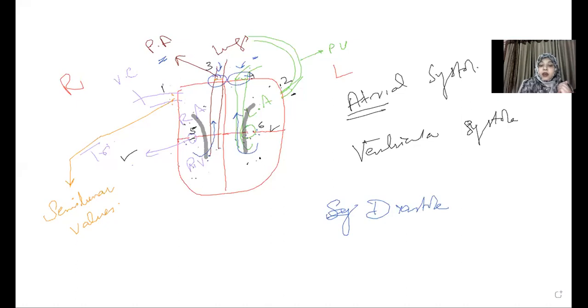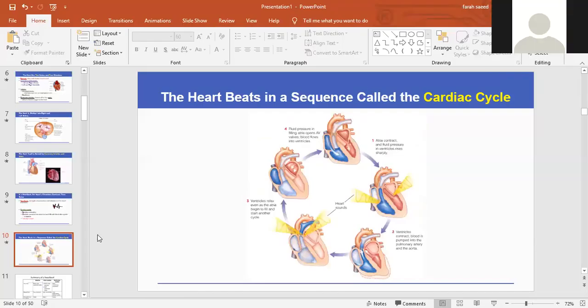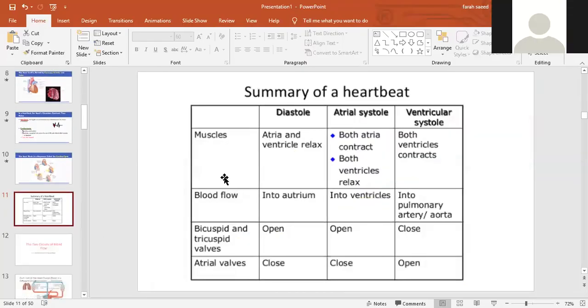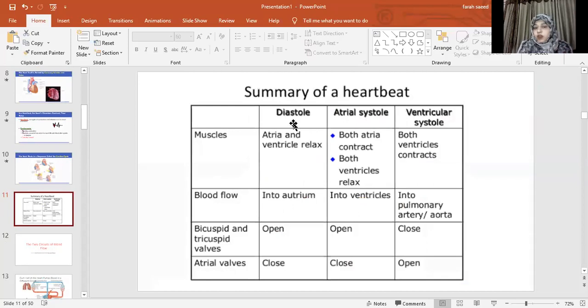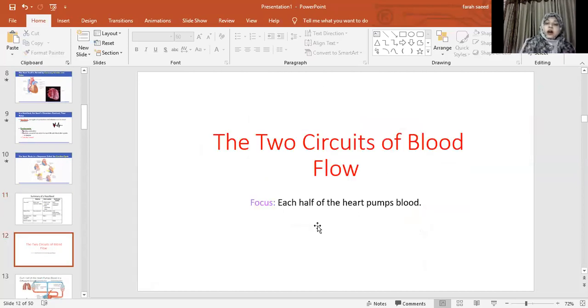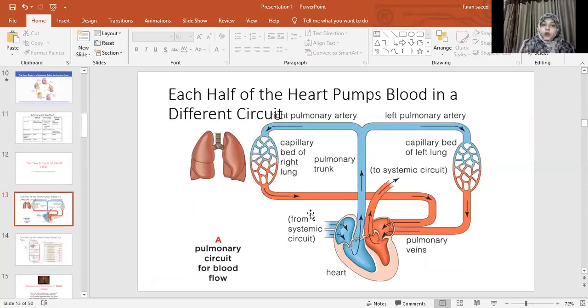Okay. Now, move back to the PowerPoint. Here, the summary of the heartbeat is there. Diastole, atrial systole, ventricular systole, they all are in table form. Okay. This we studied in our previous explanation, that the heart pumps in two ways.